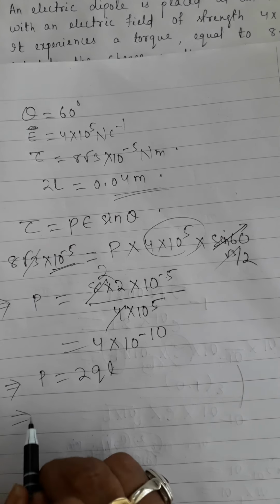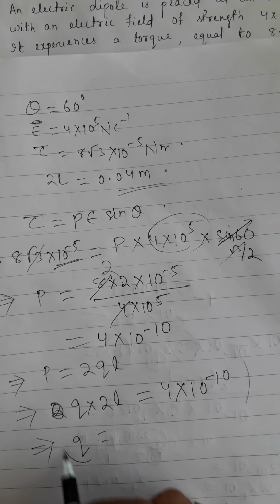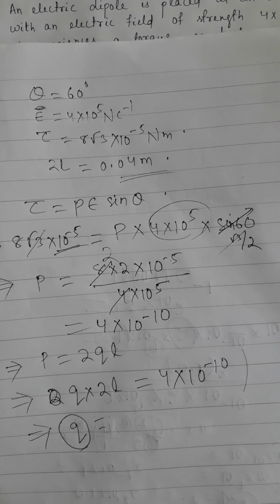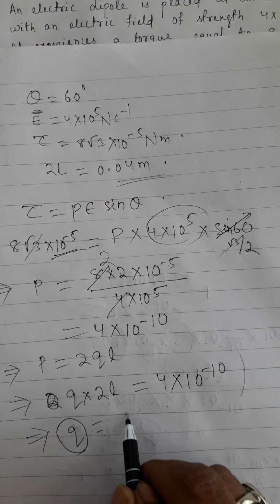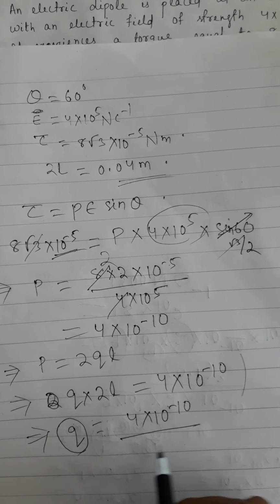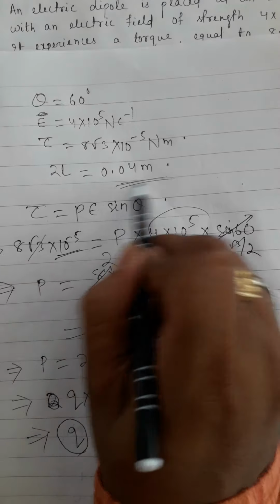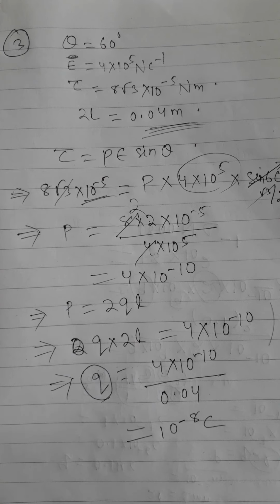So 2Q into 2L is equal to 4 into 10 to the power minus 10. That implies Q, and it is asked in the question, what is the magnitude of this charge Q. Q is equal to 4 into 10 to the power minus 10 divided by 2L, and 2L is also given to us, that is 0.04 meter, and it will be 10 to the power minus 8 coulomb. So this is the solution of this third question. And next we will come to the fourth question.